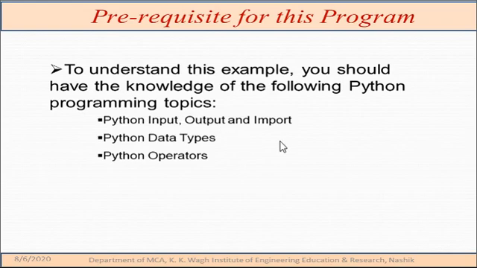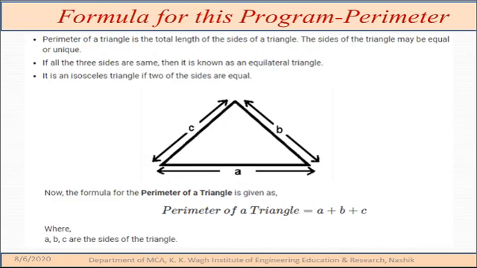The prerequisite for this assignment is that the student should know how to read the input from the user, how to display the output on the screen, the information about the different data types of Python along with how we can use them, and the different operators for calculating the area and circumference of a triangle.